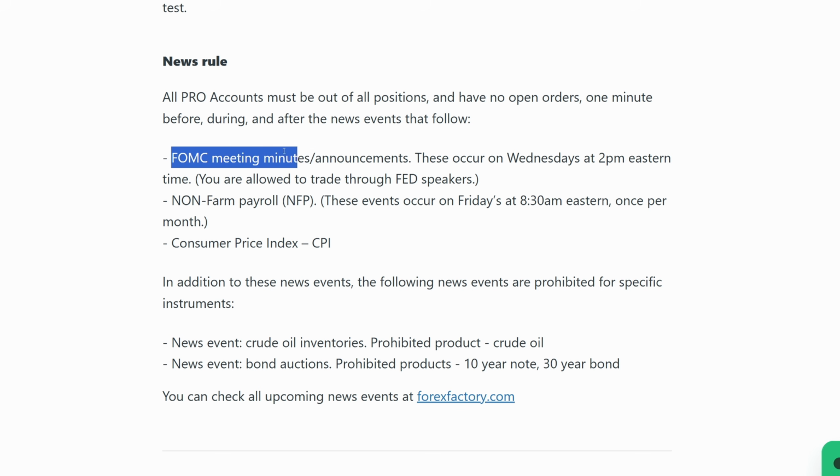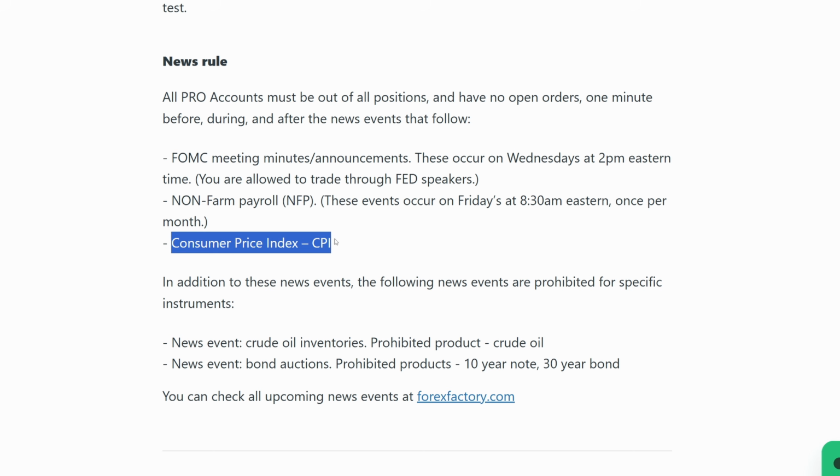Meeting minutes. And so the FOMC announcement, the non-farm payrolls, which is the first Friday of every month, and the consumer price index, the CPI, which, to be honest with you, if you're trying to put a trade on anywhere around those news events, you are asking for trouble out there anyways. And it just doesn't make sense to go ahead and jeopardize your account.